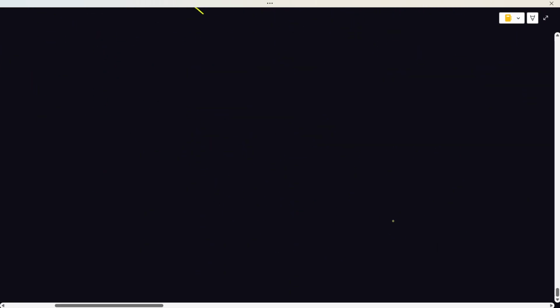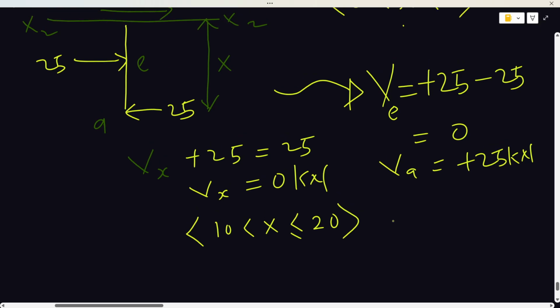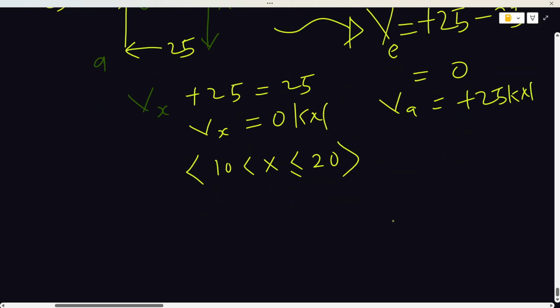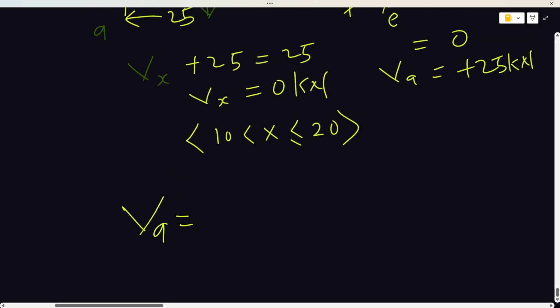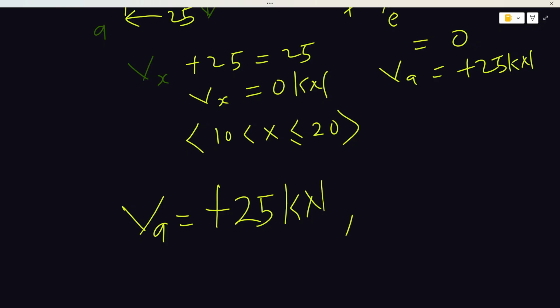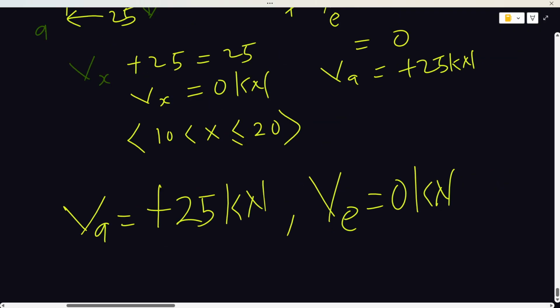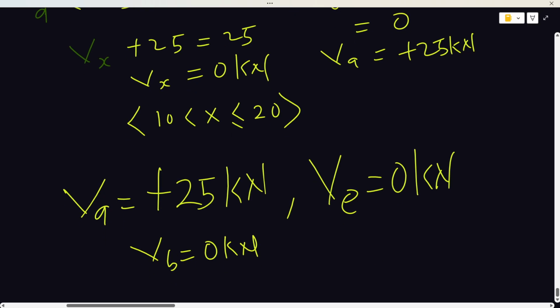So now it means that for shear force, VA is equal to plus 25, VE is equal to 0 kilonewtons, VB is 0 kilonewtons. Let's have this in mind.